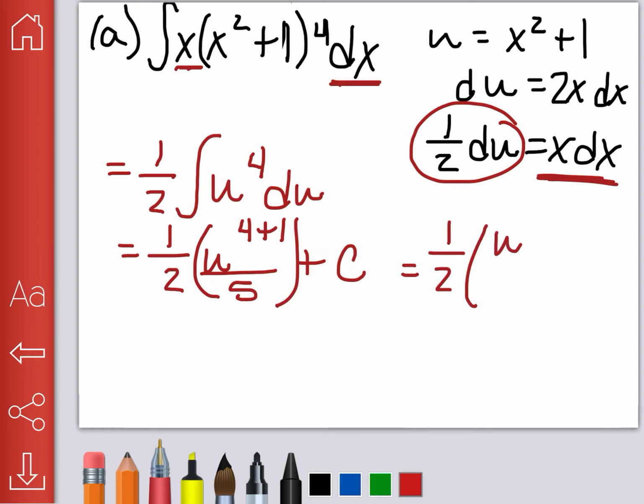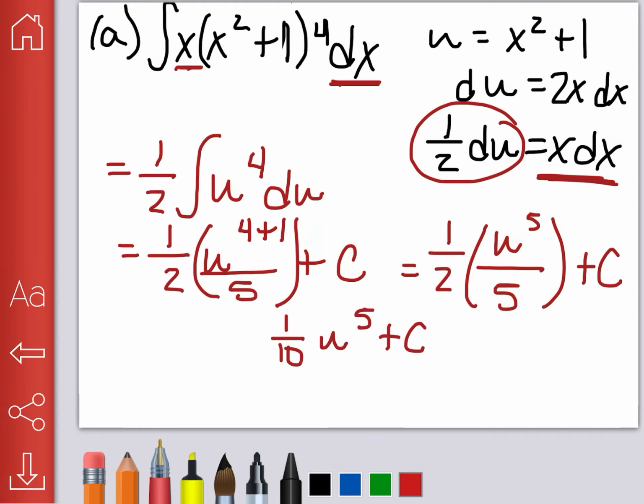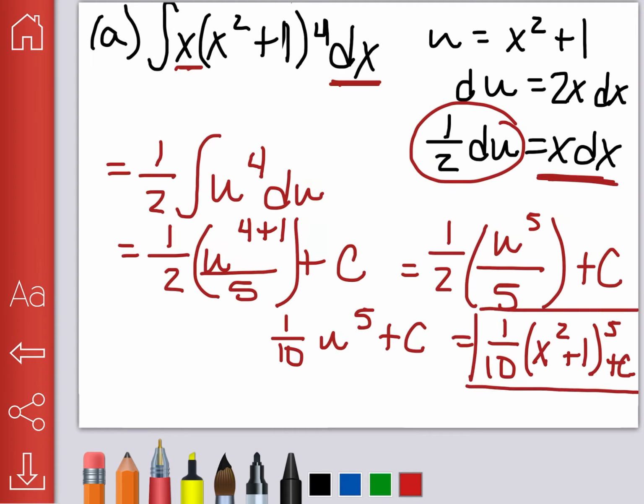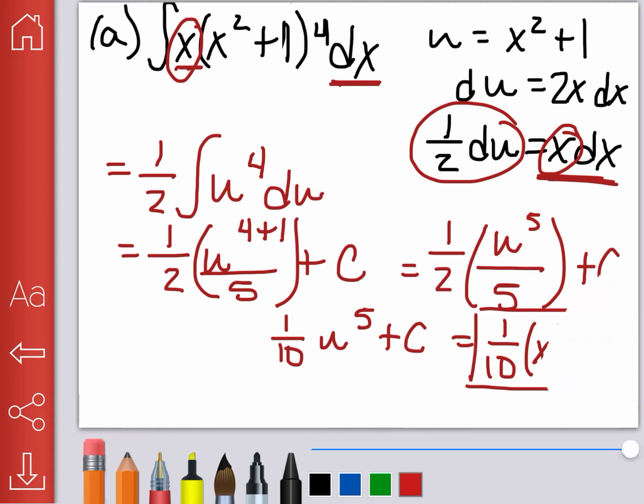So we've got 1/2 times u to the 5th over 5 plus c. That is 1/10 u to the 5th plus c, which is 1/10. We plug u back in, x squared plus 1 to the 5th plus c. Okay, so again, we had the x, which is what we really needed. We had the x right here. We can manipulate constants. That's not a big deal, as long as we have the variable we need.